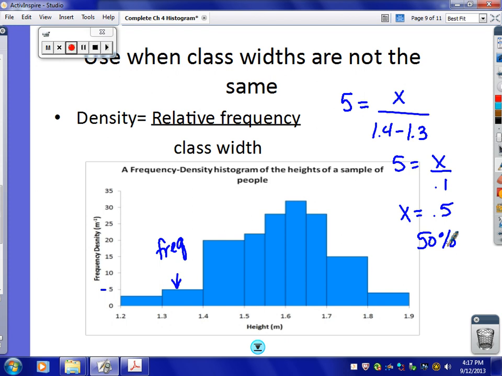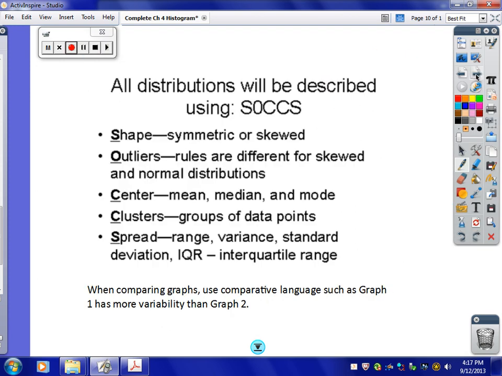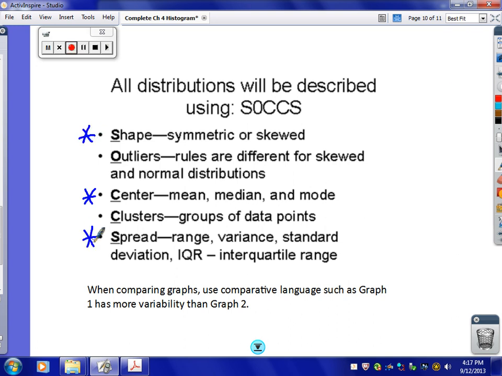Don't forget that when you talk about graphs, you need to talk about SOCS: shape, outliers, center, and spread must be talked about with each of your graphs. That's what that worksheet is focusing on, being able to compare distributions. Outliers and clusters, which also include gaps, occur on a graph by graph basis. Make sure that you're using comparative language. So like talking about the spread, if graph 1 is spread out more, we'd say graph 1 has more variability than graph 2. Make direct comparisons. That's what we're going to be looking for on that AP test.